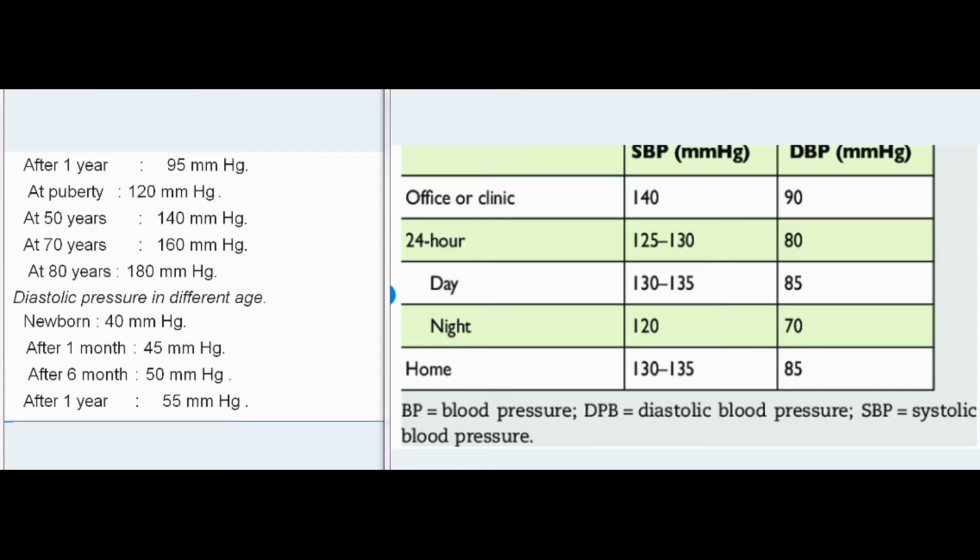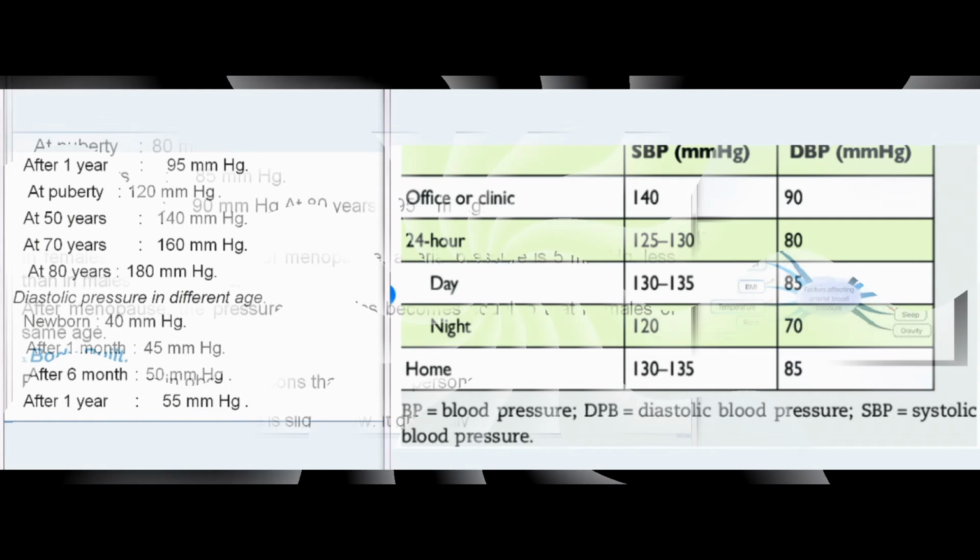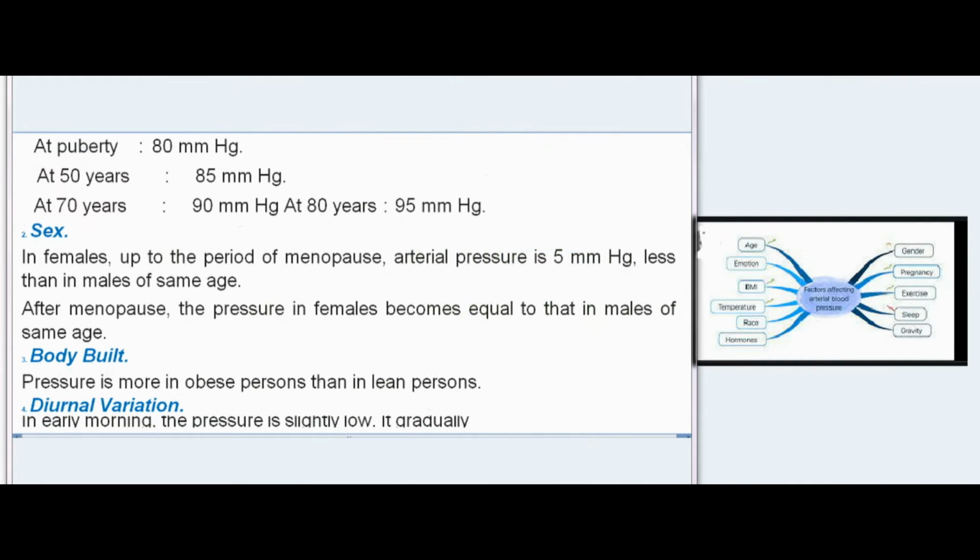Diastolic pressure in different age. Newborn, 40 mm Hg. After 1 month, 45 mm Hg. After 6 months, 50 mm Hg. After 1 year, 55 mm Hg. At puberty, 80 mm Hg. At 50 years, 85 mm Hg. At 70 years, 90 mm Hg. At 80 years, 95 mm Hg.